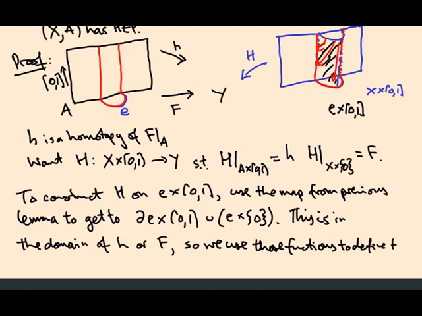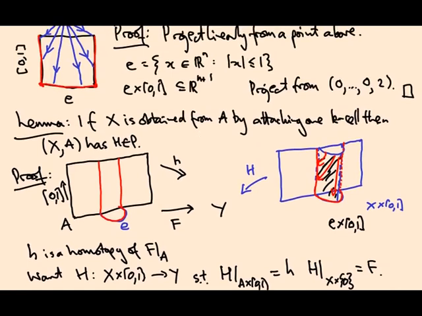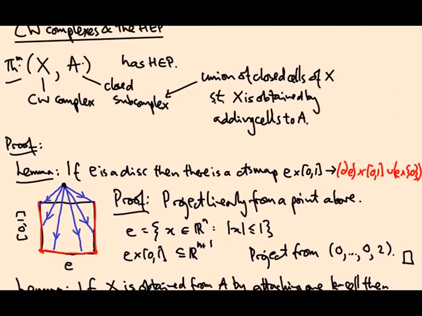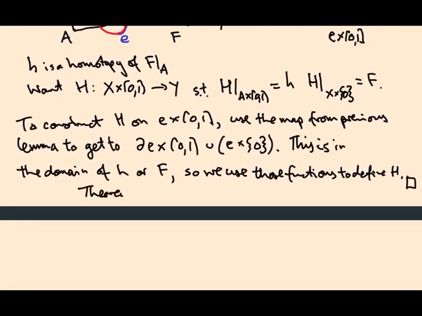To define capital H, it is the composition of this map that crushes everything to the red set, and then composes that with H or F depending on whereabouts you land. Okay, so if X is obtained from A by attaching one k-cell, then you have the homotopy extension property. The theorem says if X is obtained from A by attaching some number of cells, then it has the homotopy extension property, and this now just follows by induction.